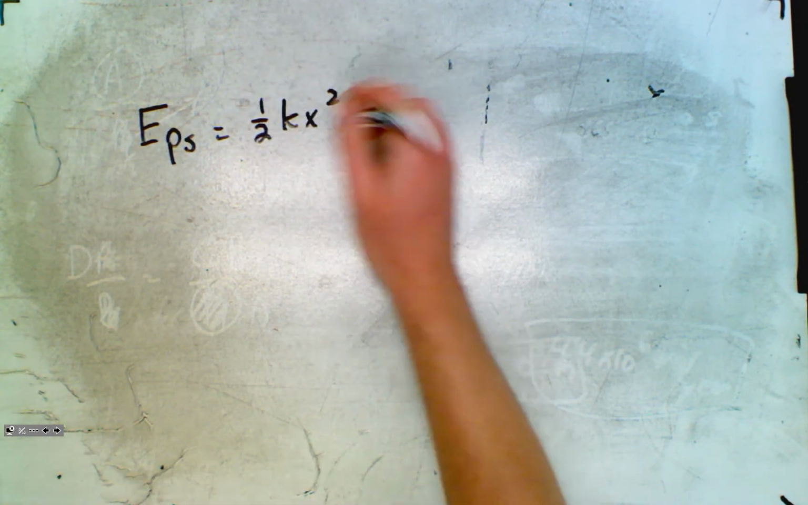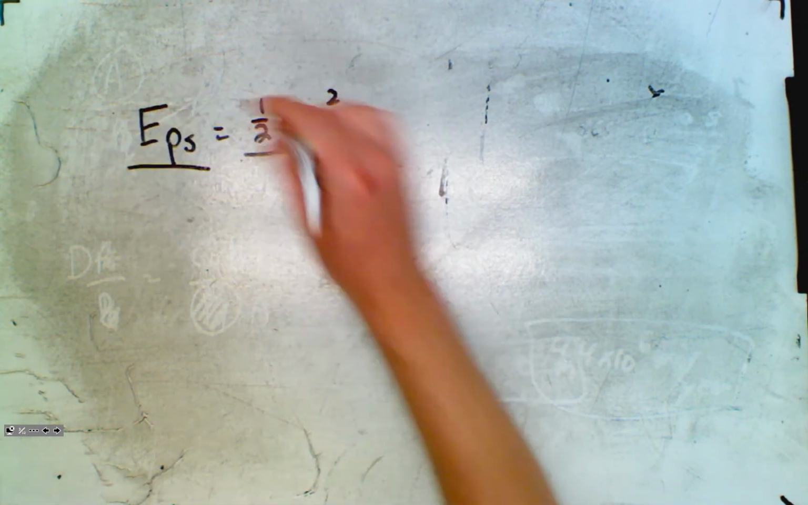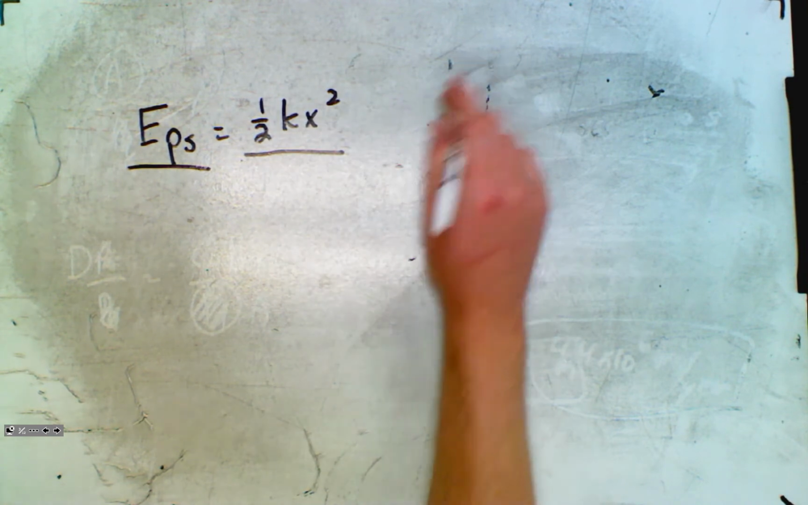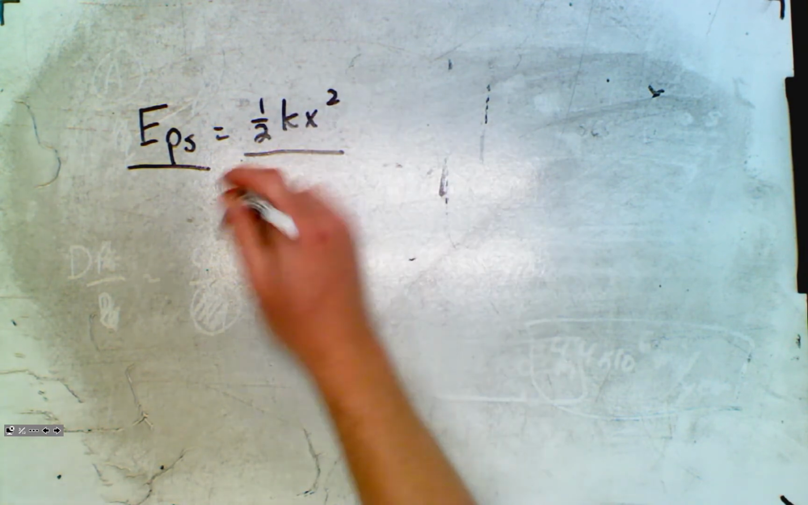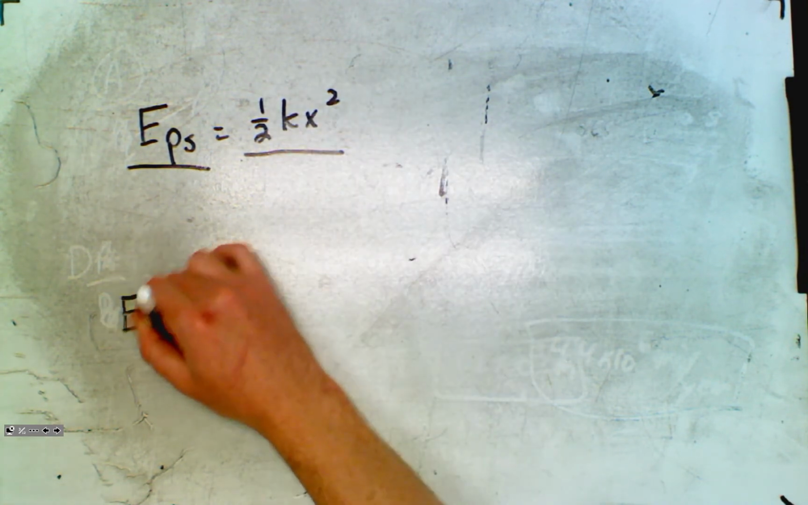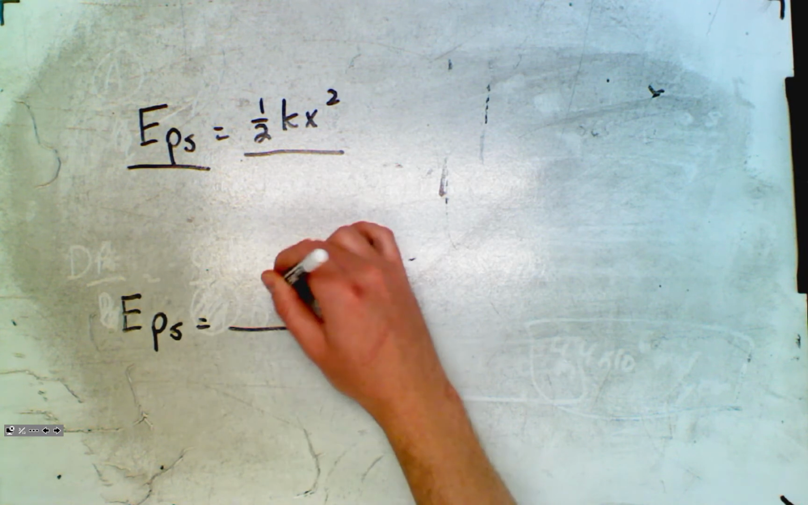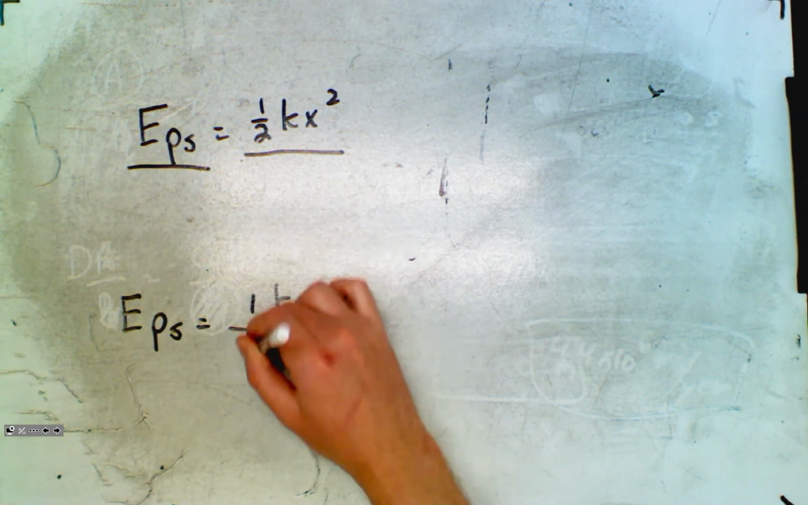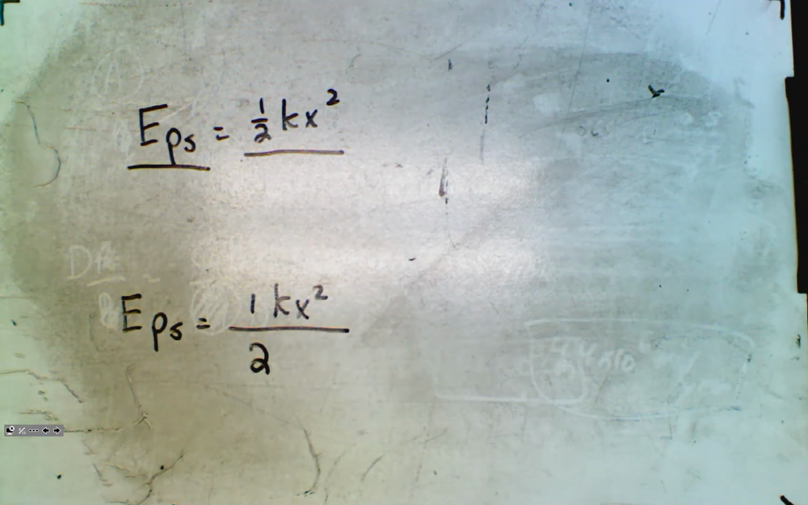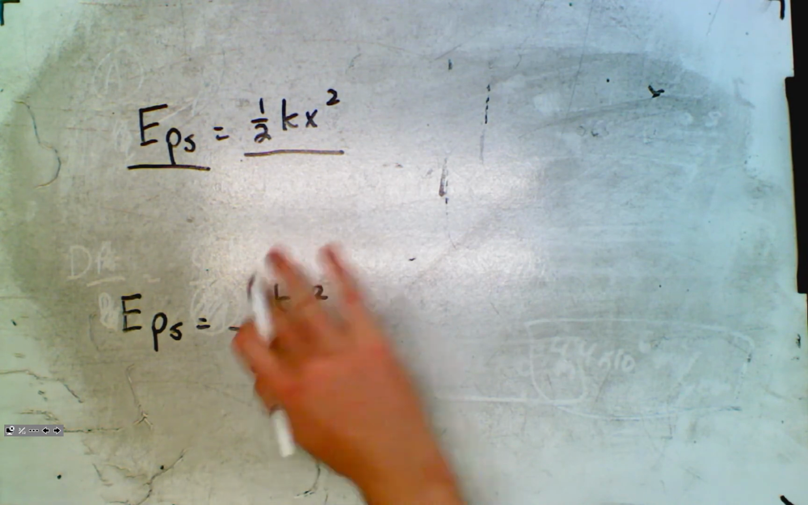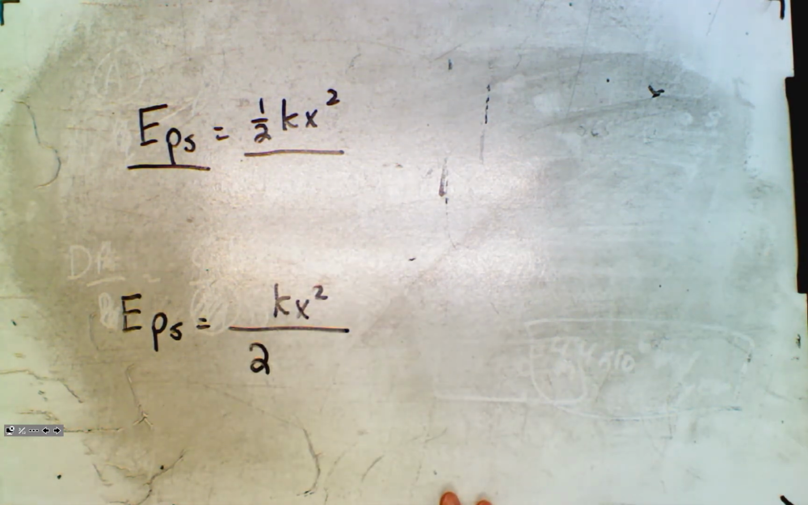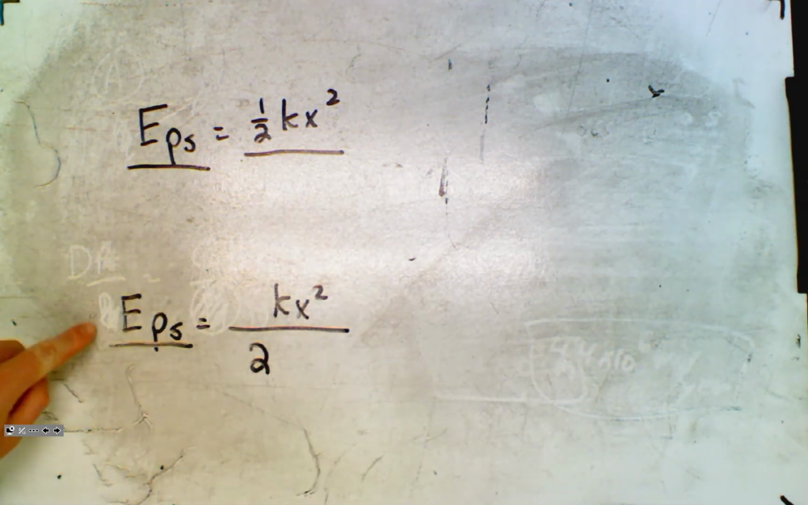We can write it two ways. We can write it with the 1/2 on top, like that, and the 1/2 is a little variable. Or we can write it as EPS equals kx squared, and then write the 1/2 like that. Both are correct. If we have a 1 there, it doesn't make a difference. So we can call it kx squared over 2. And whenever something is by itself, it means it's on top.